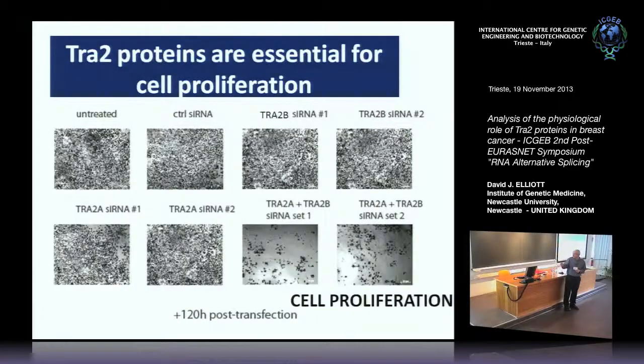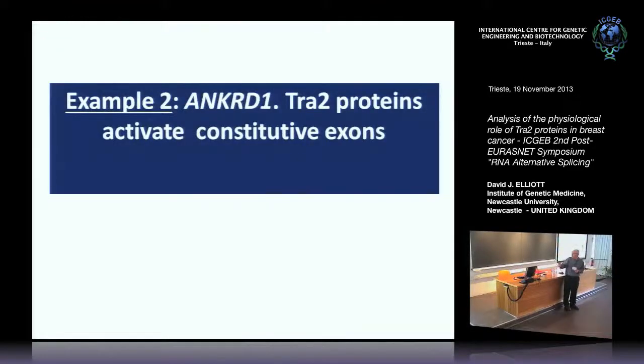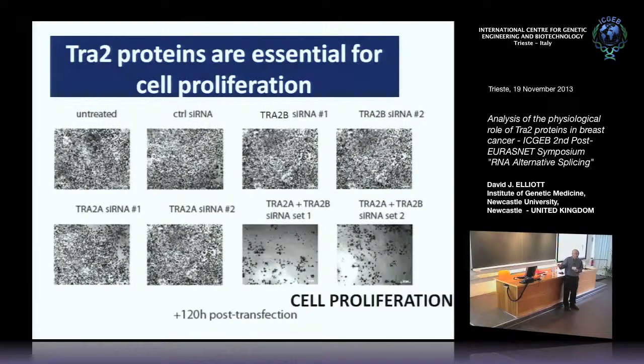These are untreated cells. We get lots of proliferation. These are cells treated with control siRNA. Still lots of proliferation, but if we double deplete for Tra2 proteins, we decrease cell proliferation. So this is an important checkpoint in these cells.